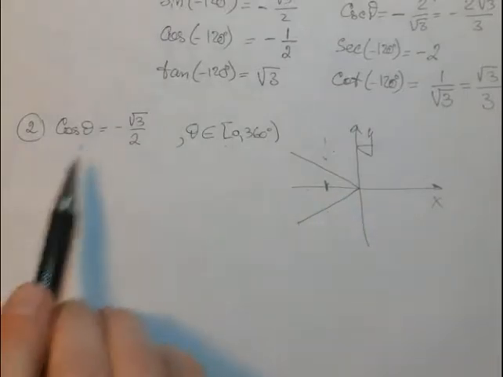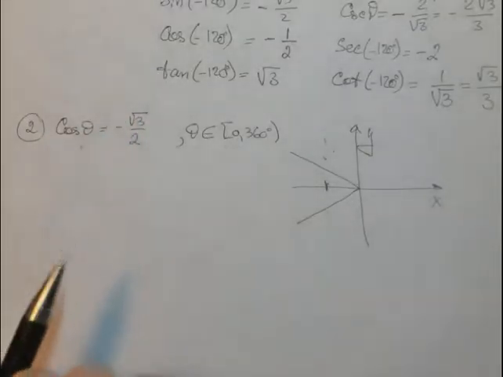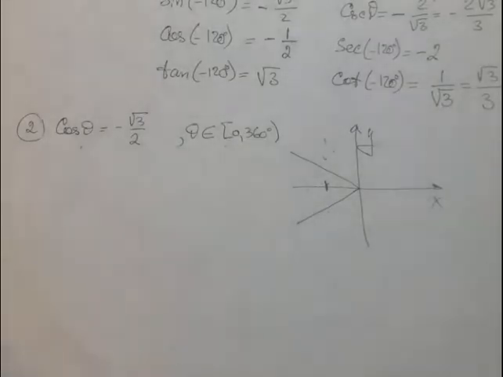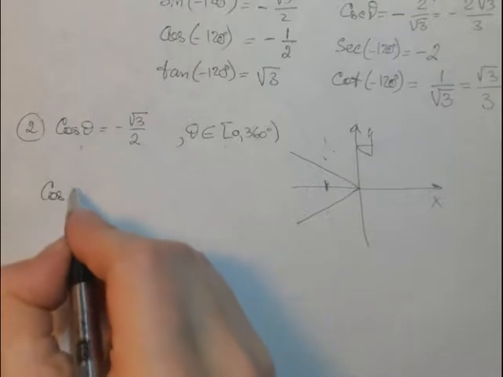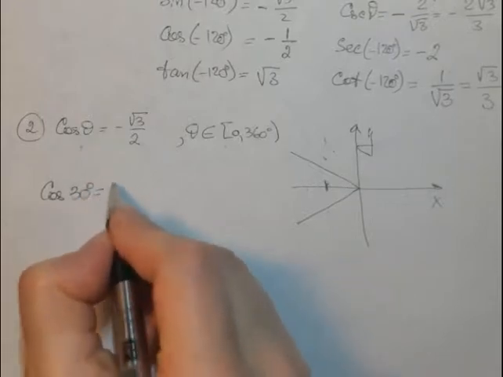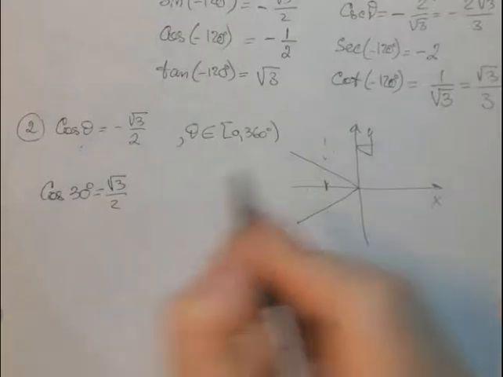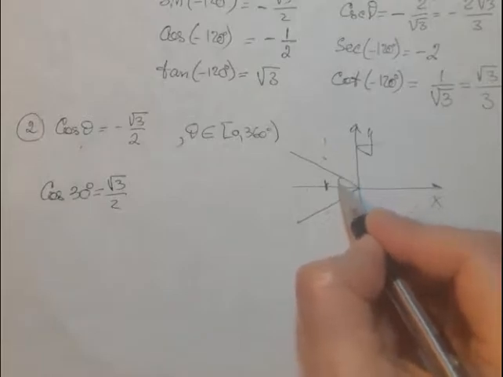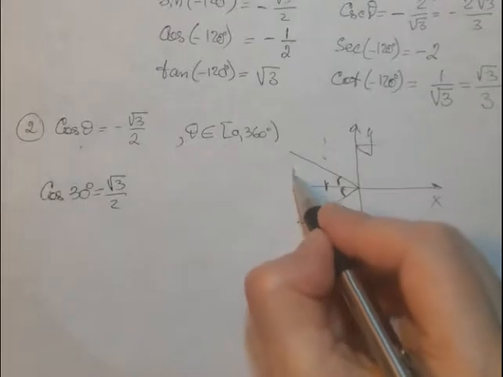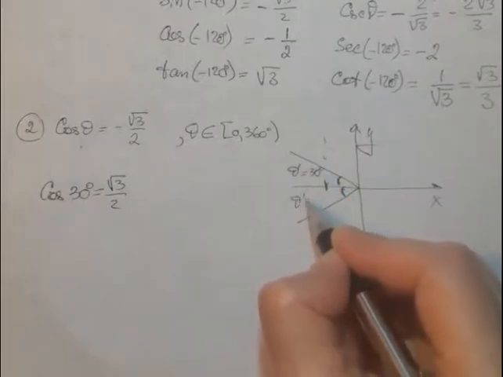Cosine square root of 3 over 2 is a cosine of one of the special angles. You know that cosine of 30 degrees is equal to square root of 3 over 2. It means that for both angles above the x-axis and below the x-axis, reference angle theta prime must be equal to 30 degrees.